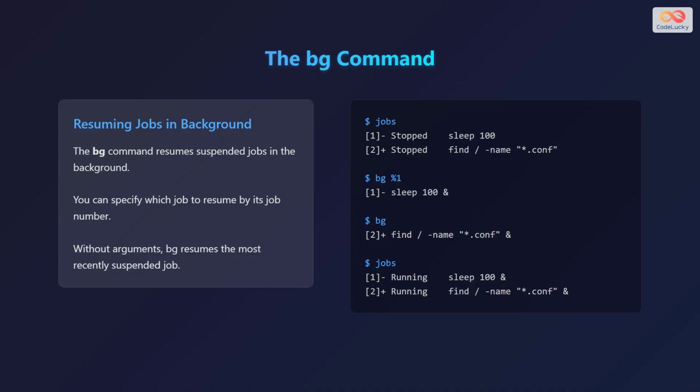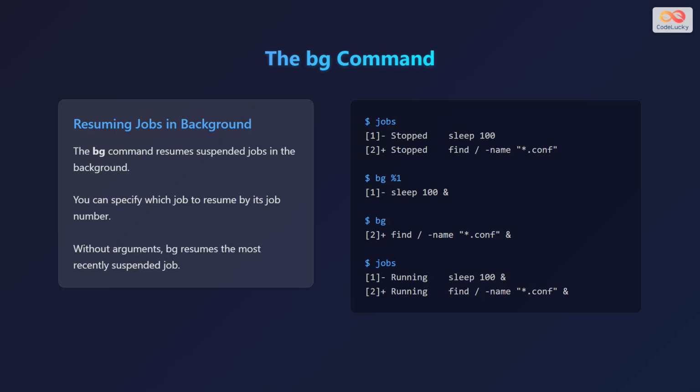For example, if you type jobs and see 1 + stopped sleep 100 and 2 stopped find / -name *.conf, you can resume the first job by typing bg %1. The output will show [1] sleep 100 &.